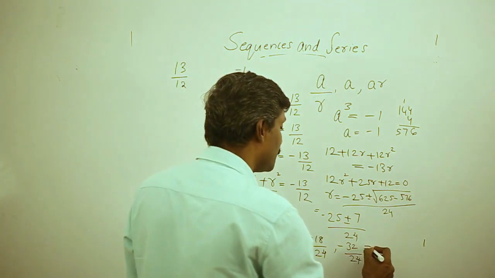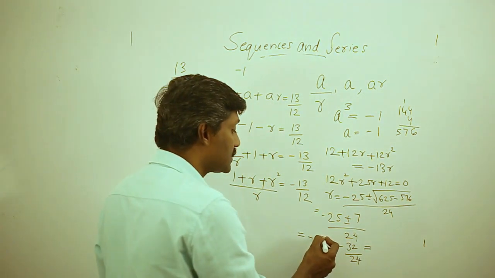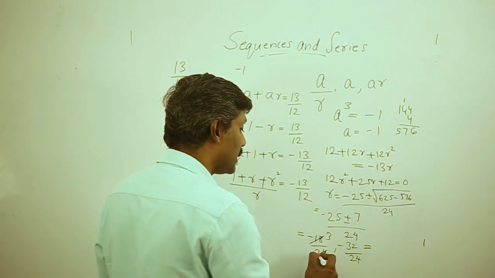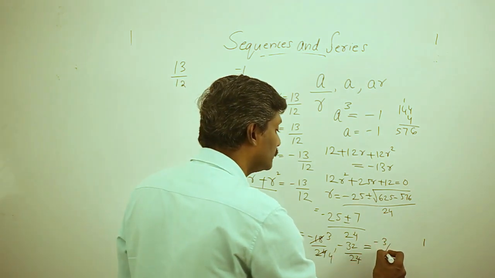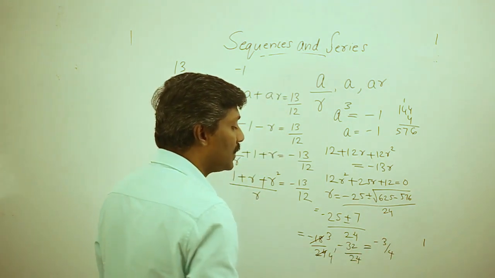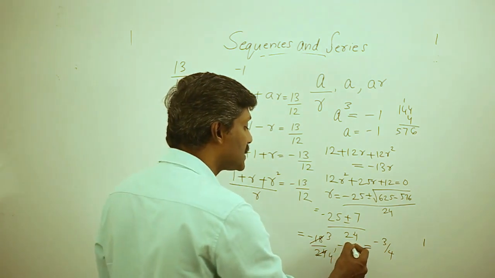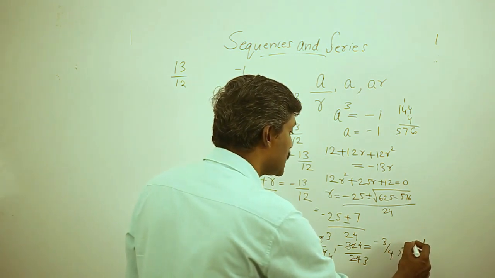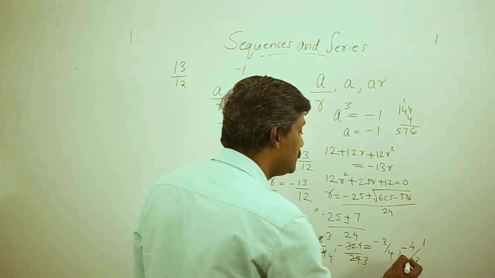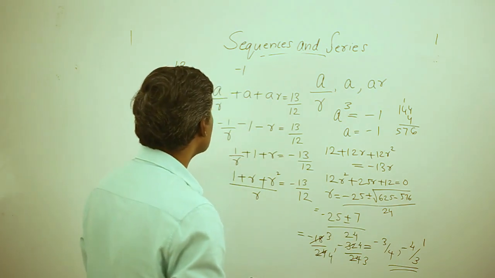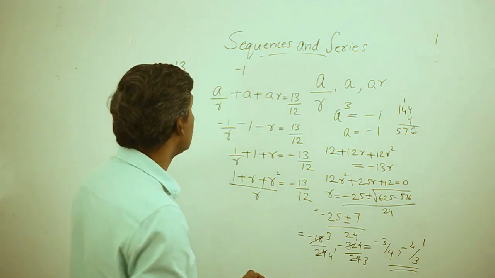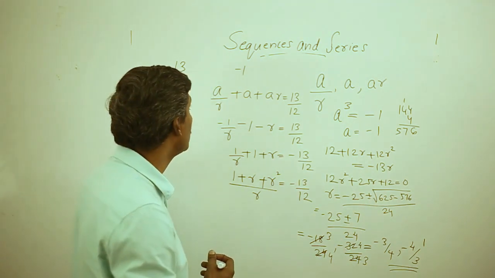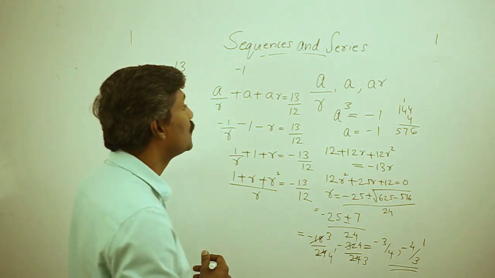Now we can reduce these. Dividing the first by 6, this gives you minus 3 by 4. Dividing the second by 8, this gives you minus 4 by 3. So we have got the value r is equal to minus 3 by 4 or r is equal to minus 4 by 3. Now substitute the values and you will get the terms.